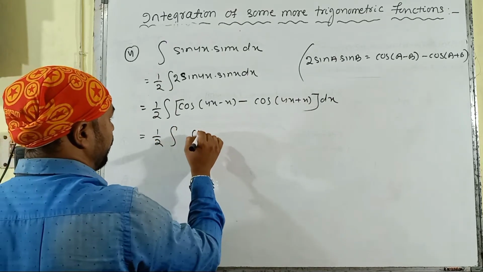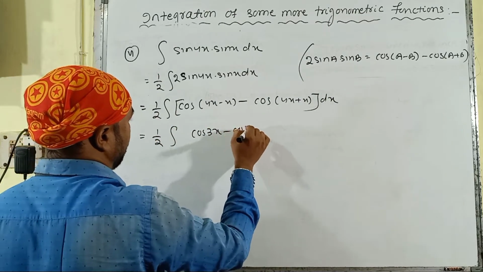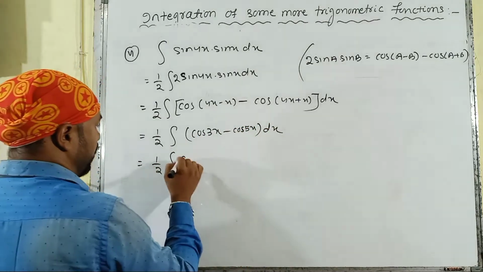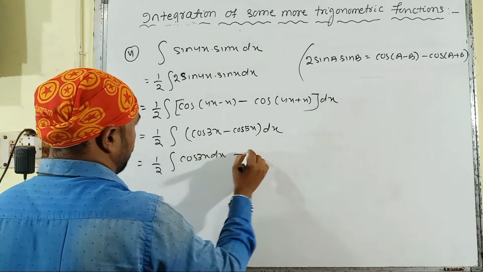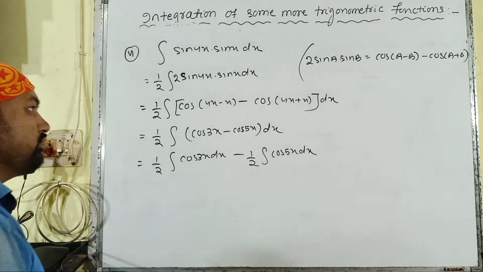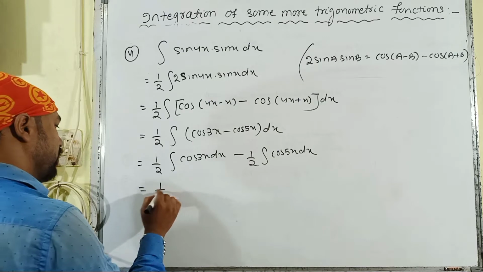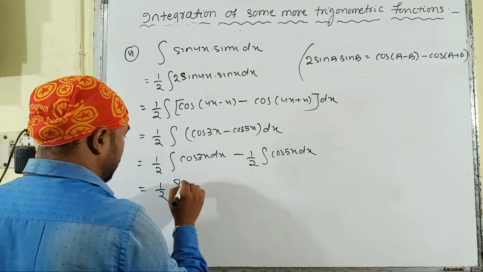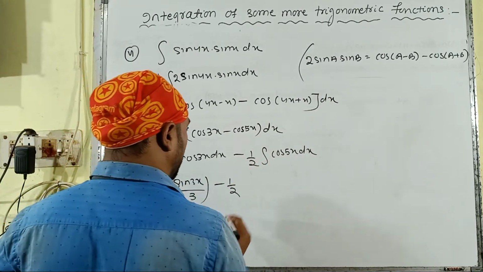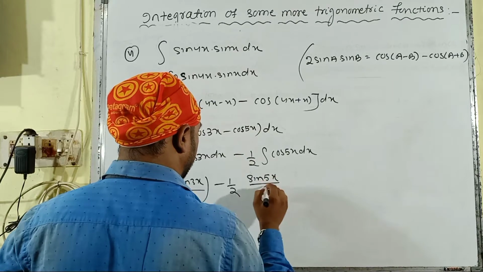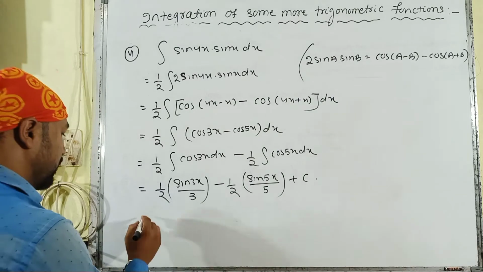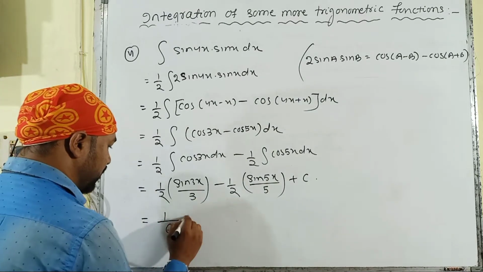1 by 2 integral of cos 3x minus cos 5x. 1 by 2 integral of cos 3x dx minus 1 by 2 integral of cos 5x dx. Then it will be 1 by 2 integral of cos 3x, that means sin 3x divided by 3, minus 1 by 2 integral of cos 5x, it is sin 5x divided by 5, plus a constant c.